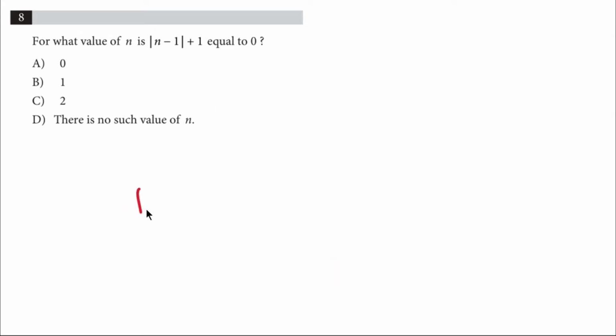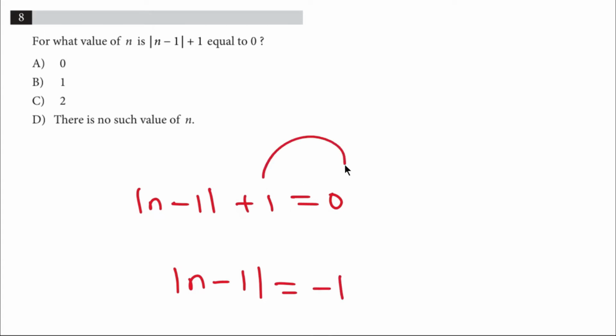They're asking for what values of n, the absolute value of n minus 1 plus 1 is going to be equal to 0. Let's rearrange this. For what values of n will the absolute value of n minus 1 give you negative 1? I just threw 1 to the other side. Now this looks impossible, and indeed there is no such value of n. Whatever you put in here, 5, 10, 25, it will become positive. So it's not possible to get something negative, as right here, from an absolute value. Therefore, D is the correct answer. Now let's move on to the next problem.